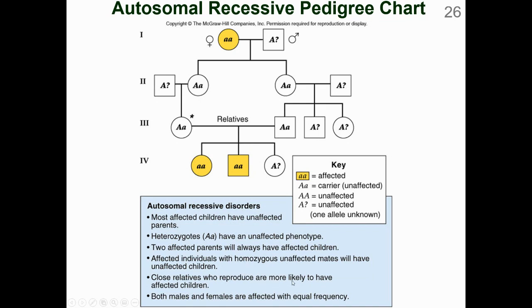Close relatives who reproduce are more likely to have affected children. We see this here because all of the offspring had to get an allele for the affected trait, because that's the only one that mom carries. We don't know what dad's second one is, but if it was affected, then we would expect some of these offspring to be affected and none are. So we can assume this is a dominant allele. But we know all the children have this lowercase allele that mom gave them.